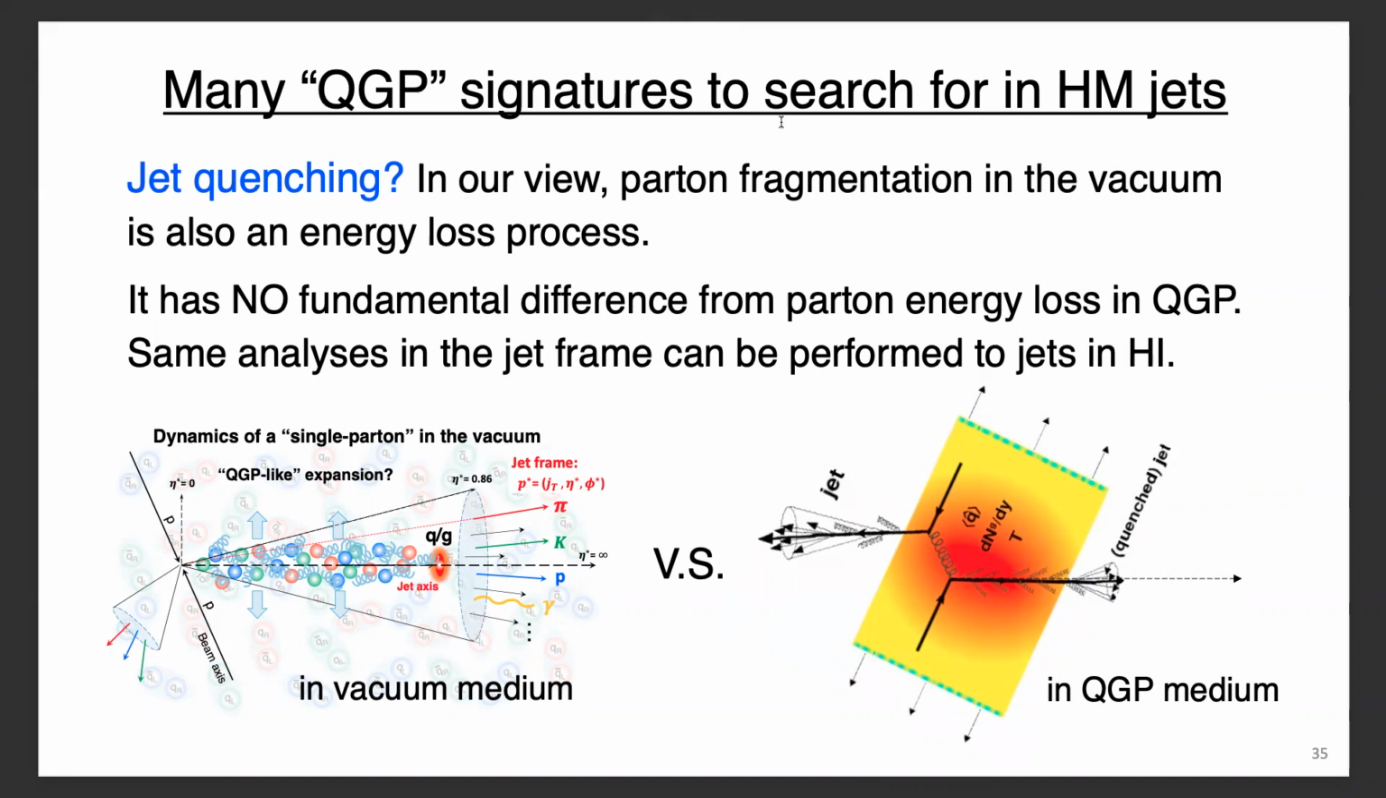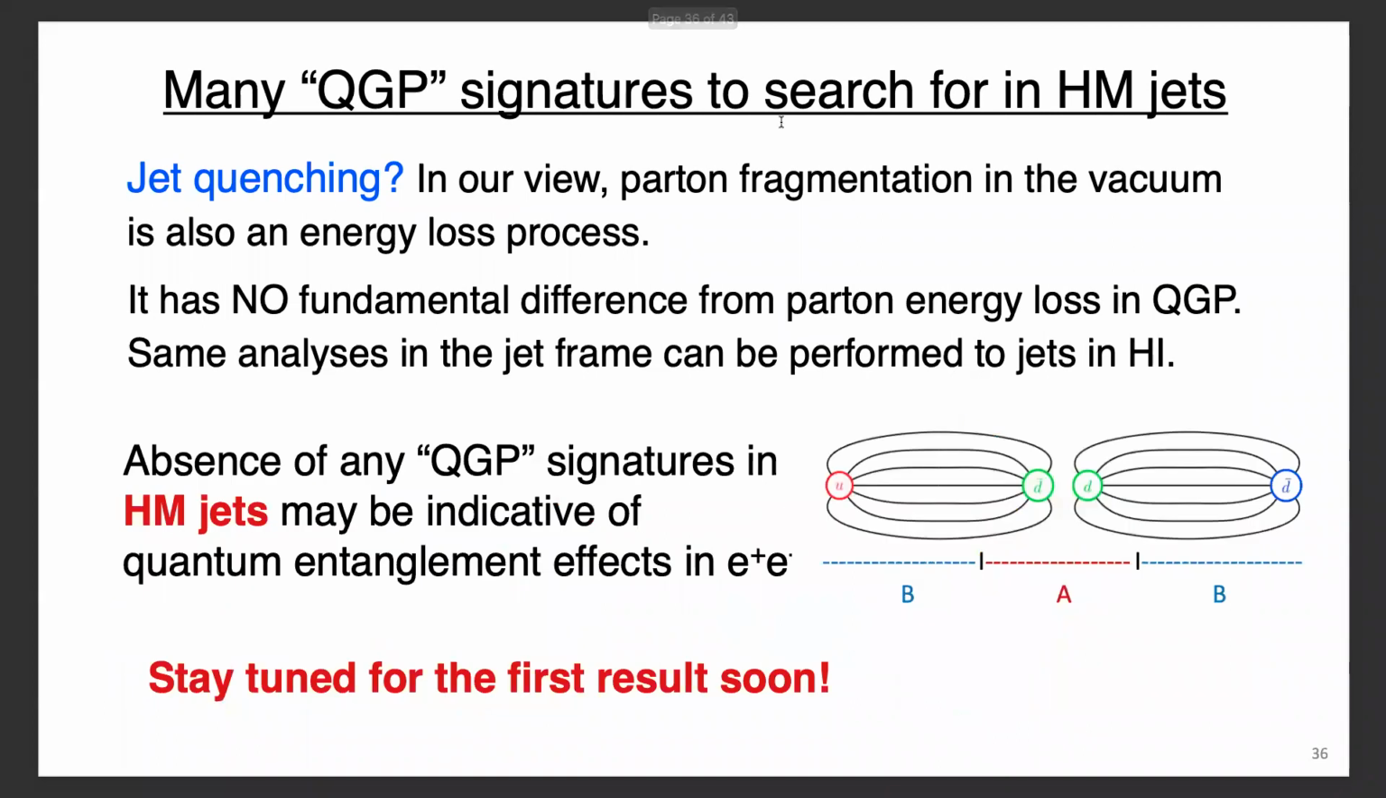Makes some sense. Okay, so now if we don't see any of these QGP signatures in PYTHIA, and again, come back to the original puzzle, why are we seeing these thermal effects in e+e-? So maybe this is indicative of the entanglement effect. Maybe that's the reason that drives those thermal effects. Anyway, we're working on the data analysis, so stay tuned for the first results.